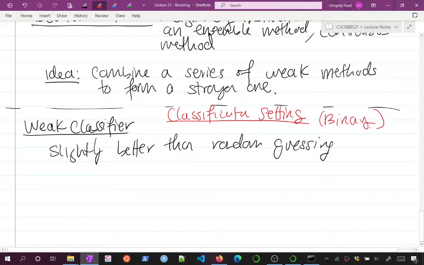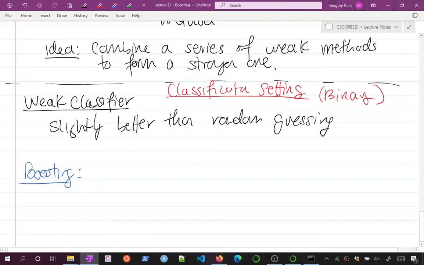There are generalizations of this approach to non-binary settings that are a little beyond the scope of this lecture. So a weak classifier is just something slightly better. If we have two classes in the binary setting, it's something that 51% of the time gets it right. Not a great classifier, but slightly better than random guessing.